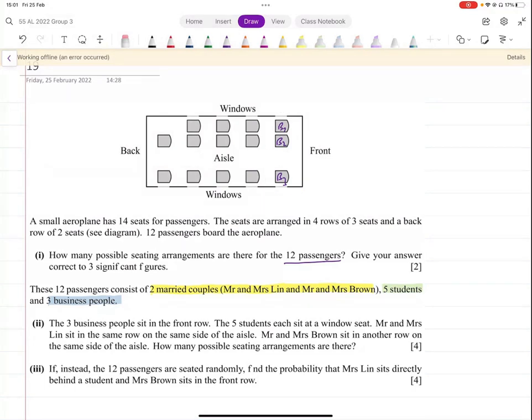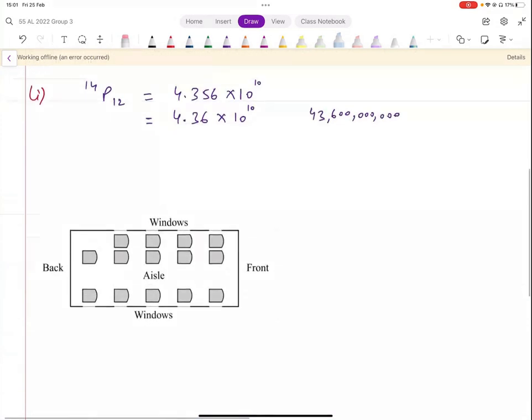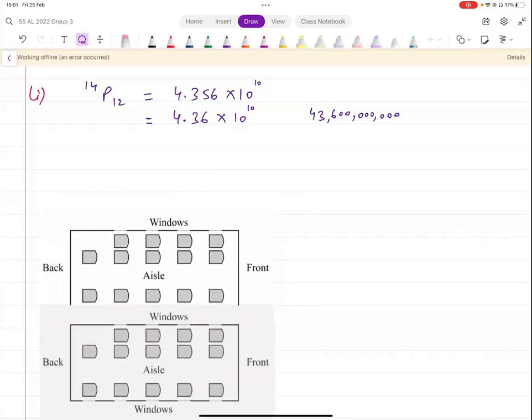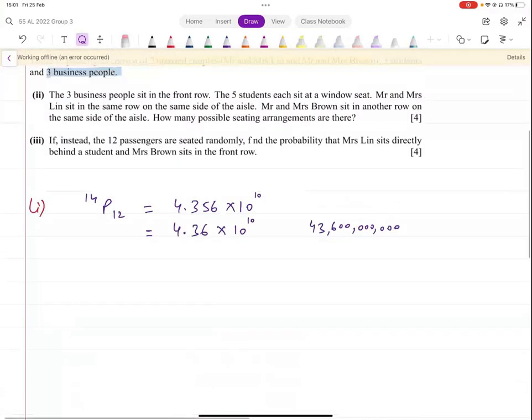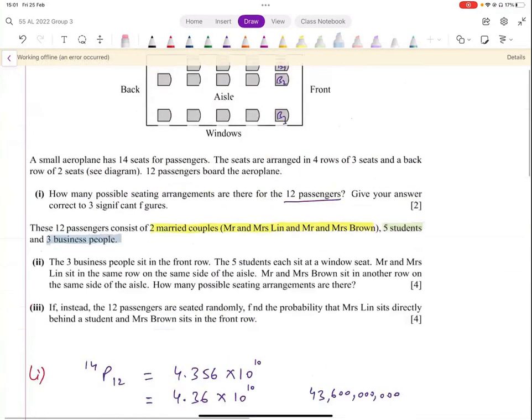Okay? Aur inke kitne ways ho jayenge? We've got 3 factorial ways for that. Right? So that's pretty obvious. So jo sabse zyada strict condition hoti hai, we start from that. So we have placed the business people. This is 3 factorial. Okay?